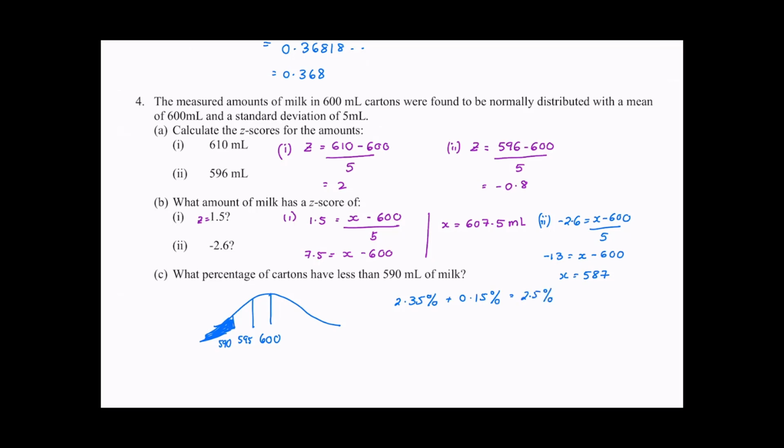So all up 2.5%. So the alternate way you could have done this is to work out the z-score by using 590 minus 600 divided by 5, and you would get a z-score of 2. So you'd know that the z-score here is 2, 590 is the actual amount, and the z-score here is 2, and it still works out exactly the same way.